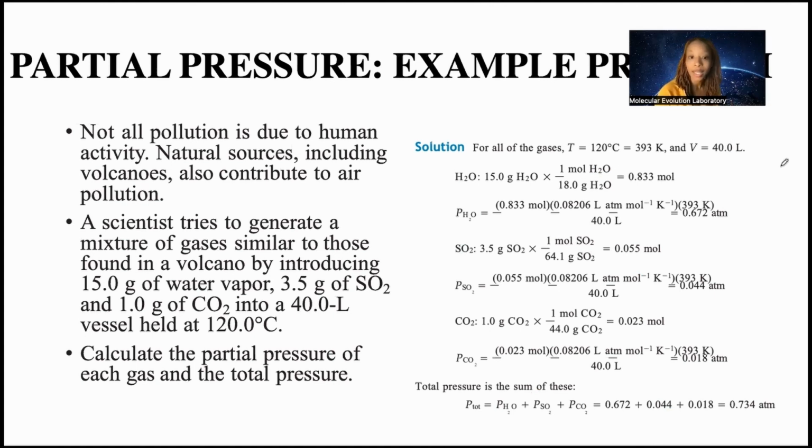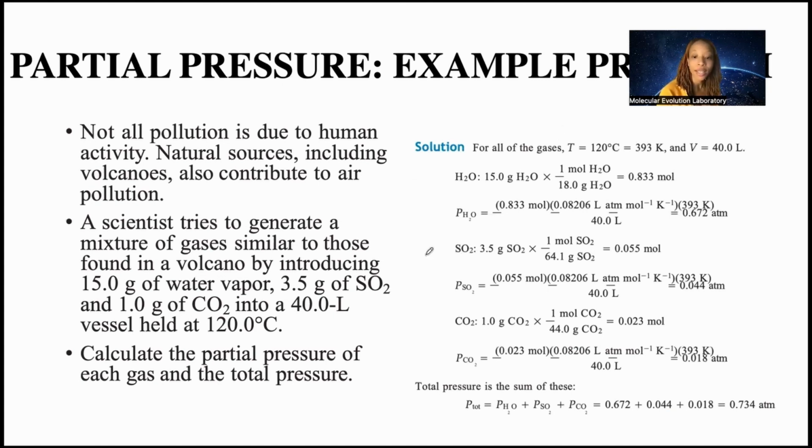Not all pollution is due to human activity. Natural sources, including volcanoes, also contribute to air pollution. A scientist tries to generate a mixture of gases similar to those found in a volcano by introducing 15 grams of water vapor to 3.5 grams of sulfur dioxide and 1 gram of carbon dioxide in a 40-liter vessel held at 120 degrees Celsius. Calculate the partial pressure of each gas and the total pressure.